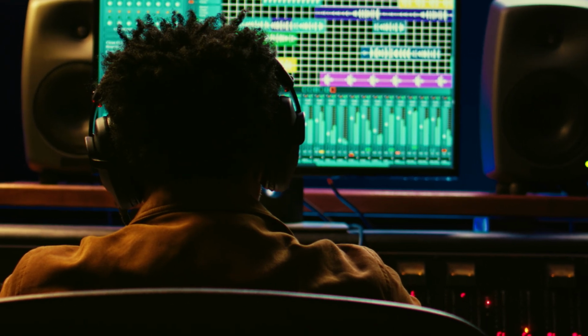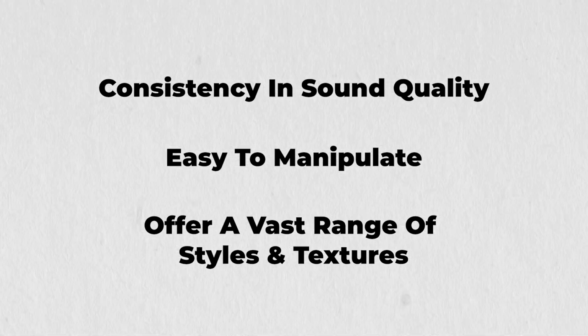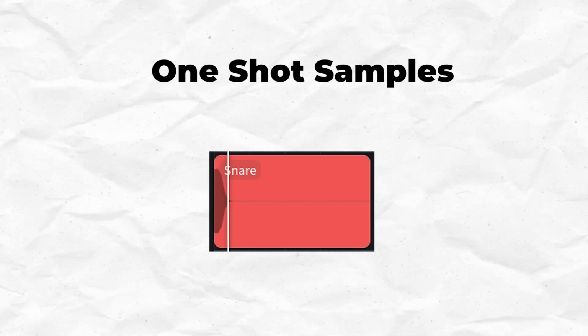Drum samples are popular for several reasons. They provide consistency in sound quality, they're easy to manipulate, and offer a vast range of styles and textures. There are two main types of samples: one-shot samples and loops.